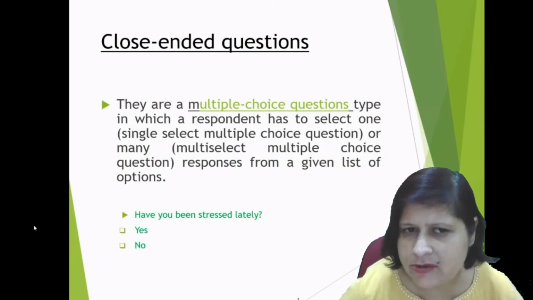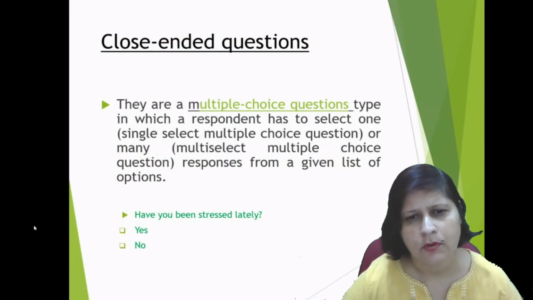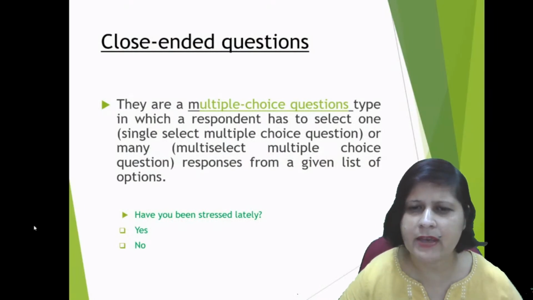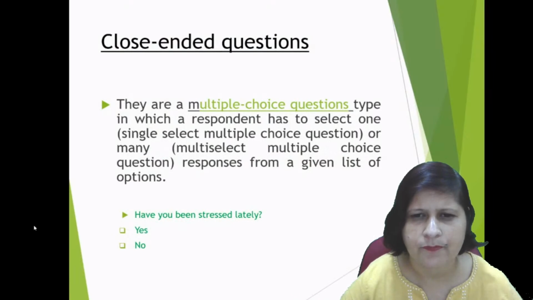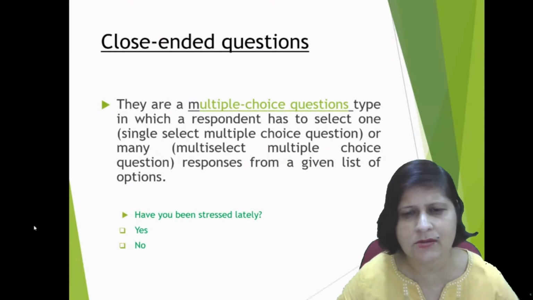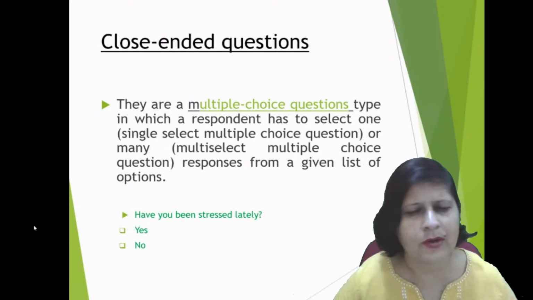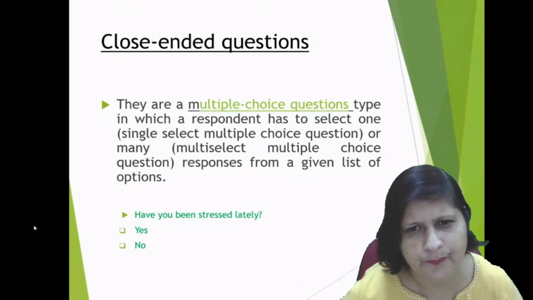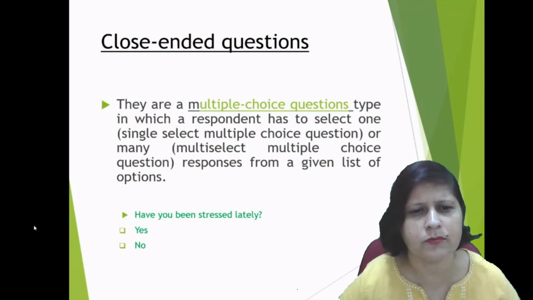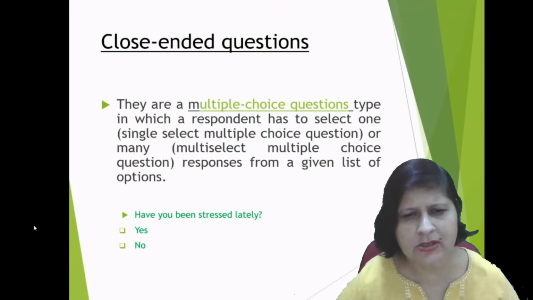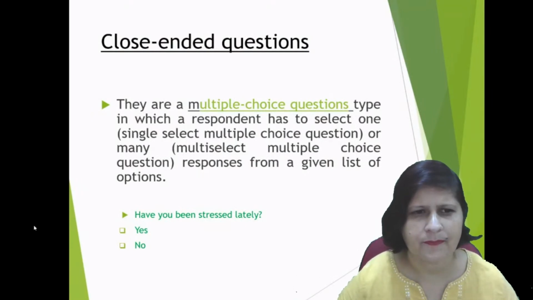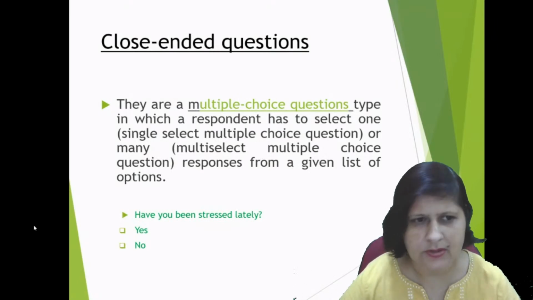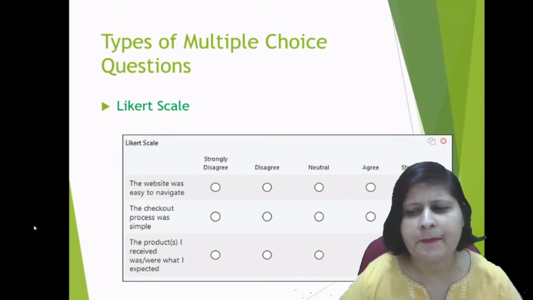Have you been stressed lately? Yes or no? You just have to choose either yes or no. Do you know driving? Yes or no? Do you smoke? Yes or no? Occasionally, you cannot choose occasionally because there is no option. Either yes or no, even if it is occasionally yes. Right? Close-ended questions are a type of multiple choice question.